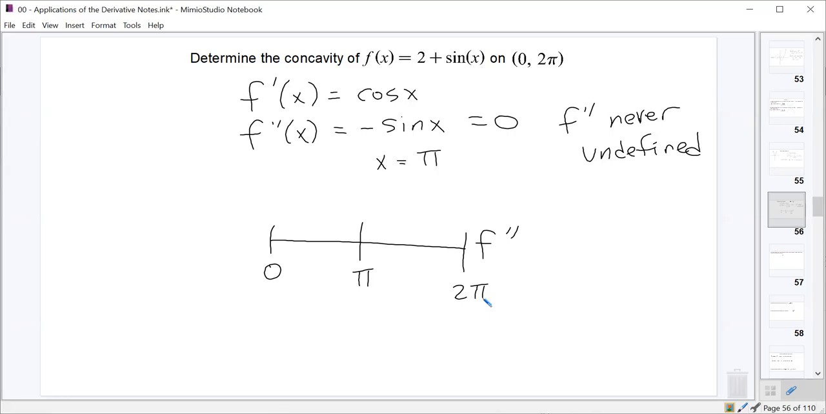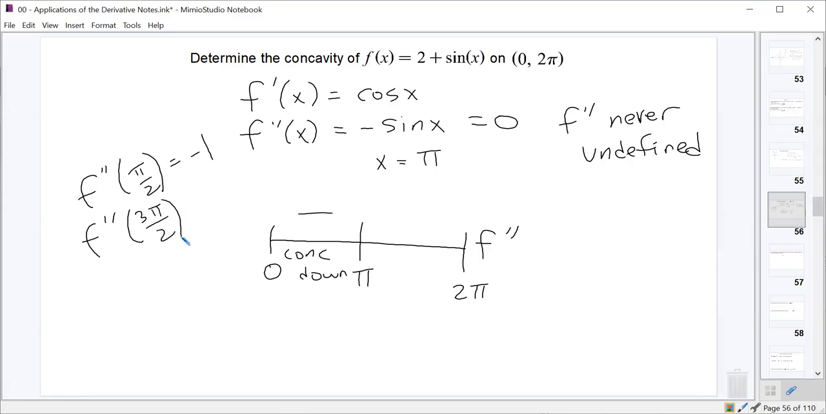So if I plug in, let's say pi over 2 to my second derivative, that's negative sine of pi over 2. And the sine of pi over 2 is 1, so this is negative 1, which makes this whole interval negative, which means we are concave down on that interval. And if I pick something between pi and 2 pi, like let's say 3 pi over 2, the sine of 3 pi over 2 is negative 1, and the opposite of negative 1 is 1. Therefore, we're positive, and we are concave up on this interval.